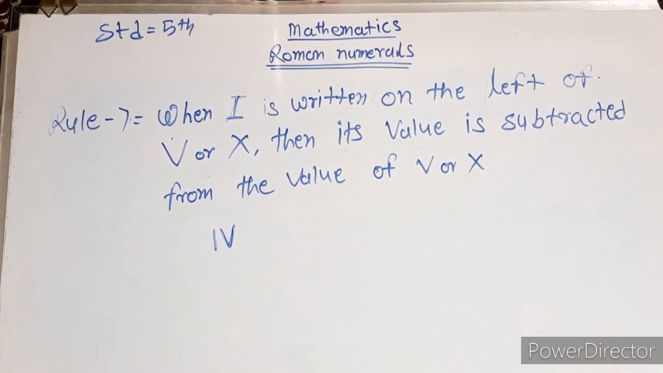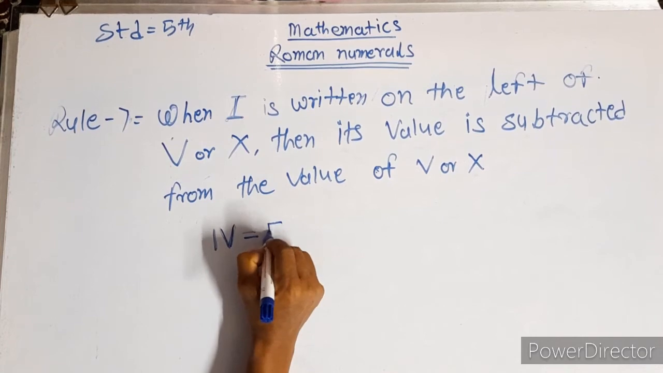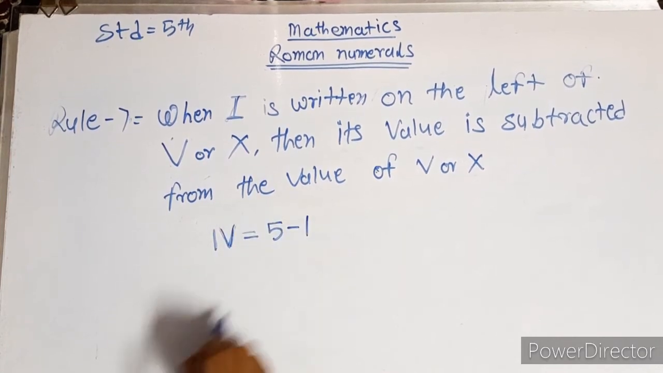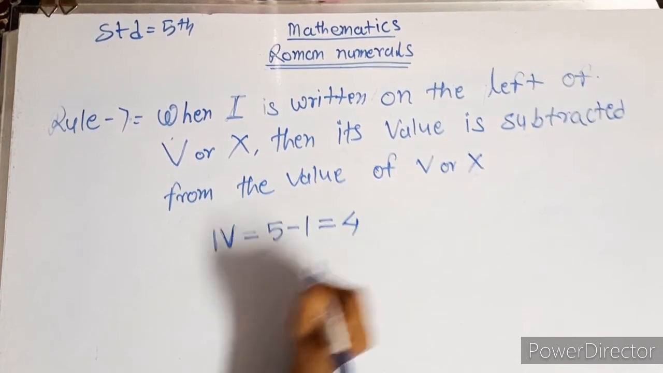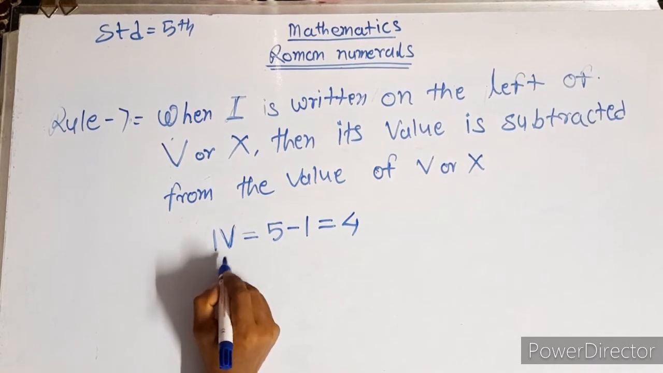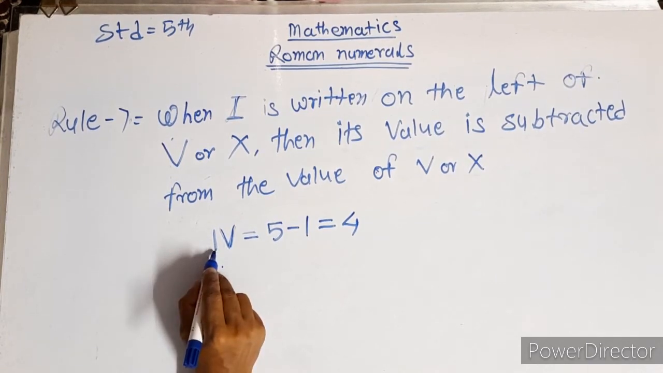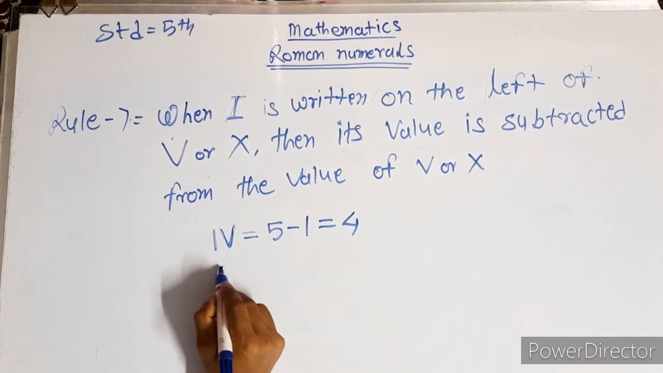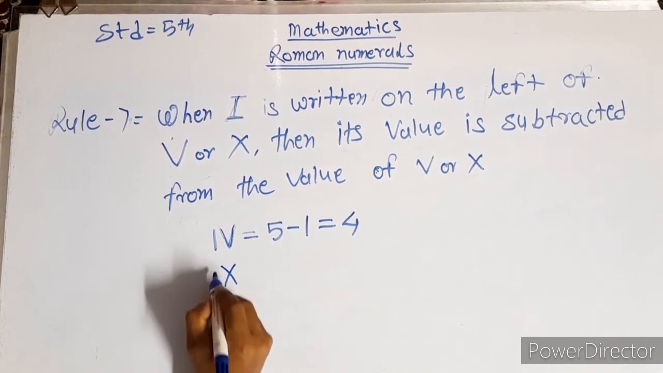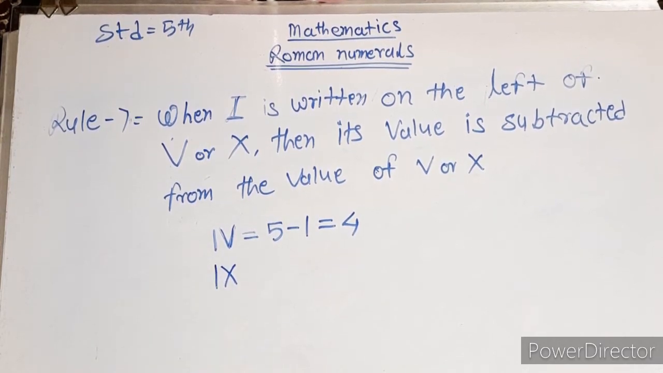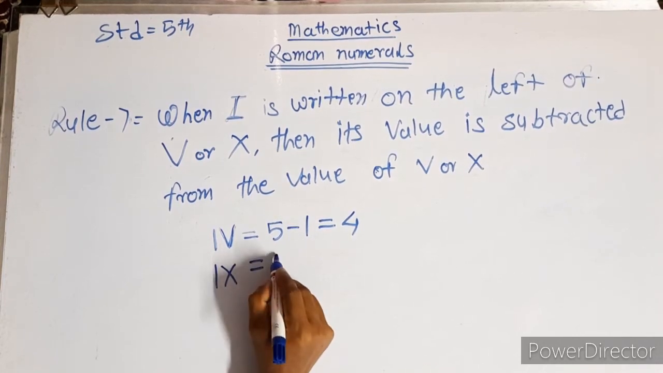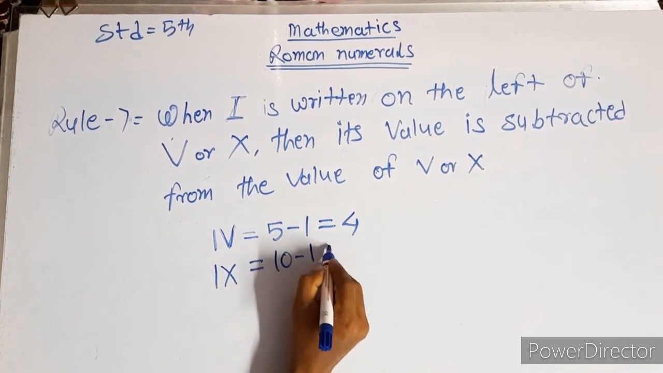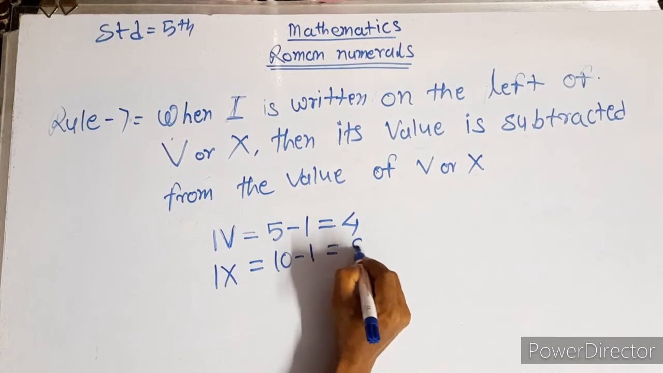If I is written before V, then 5 minus 1 is equal to 4. 5 वजा 1 बरोबर 4. Before X, I: now 10 minus 1 is equal to 9.